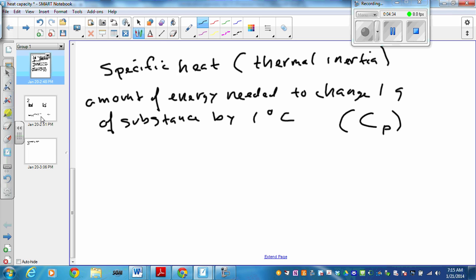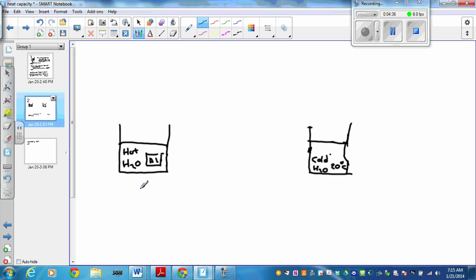So let's take a look at this diagram. Here we have our hot water and our aluminum. Let's say that we got the water up to 100 degrees Celsius. We let it sit long enough that as a result the aluminum is at the same temperature as the water. We say that's at thermal equilibrium. So the temperature of the water, heat was transferred to the aluminum, hot object to cold object until they reach the same temperature.